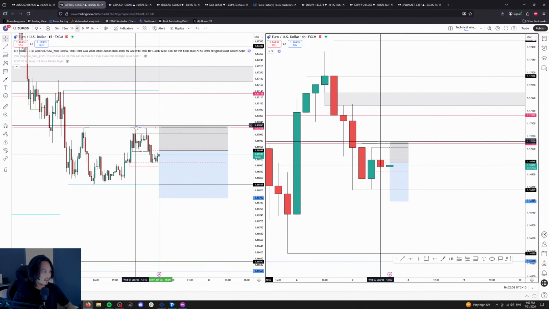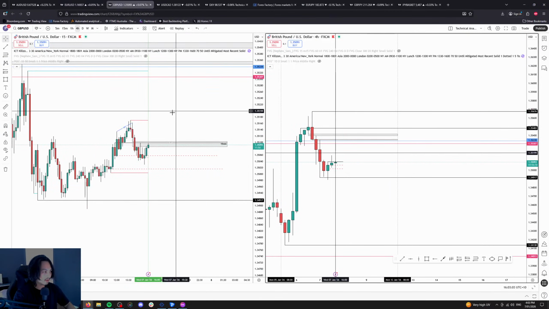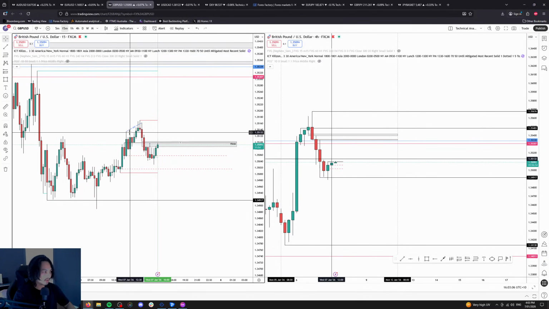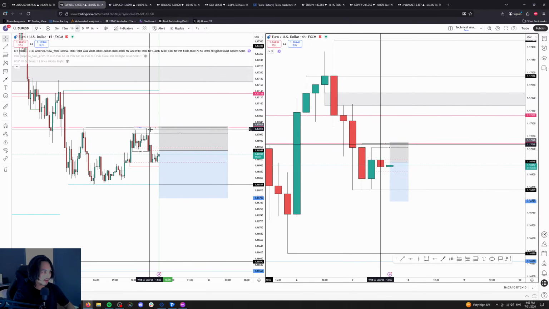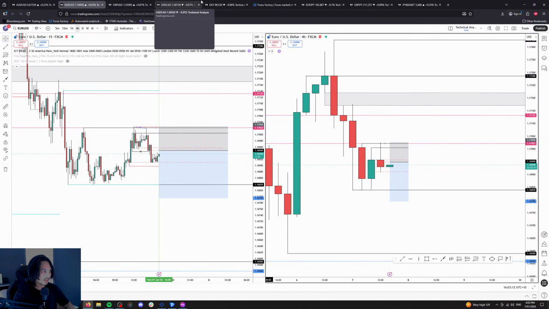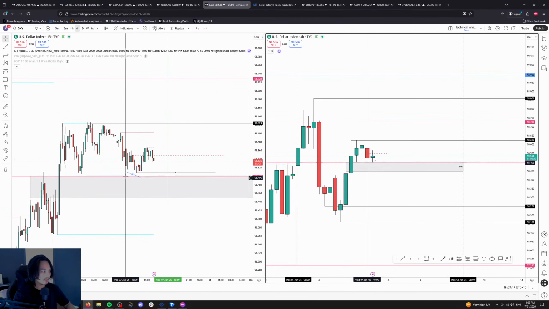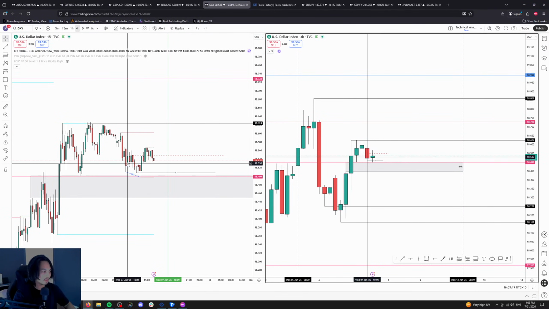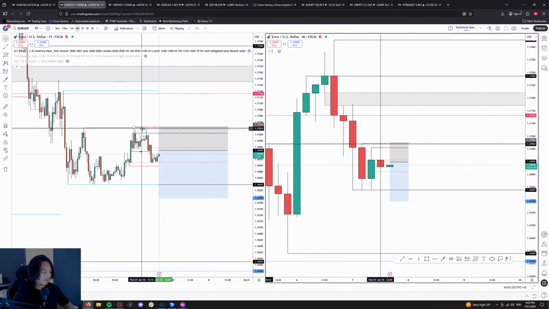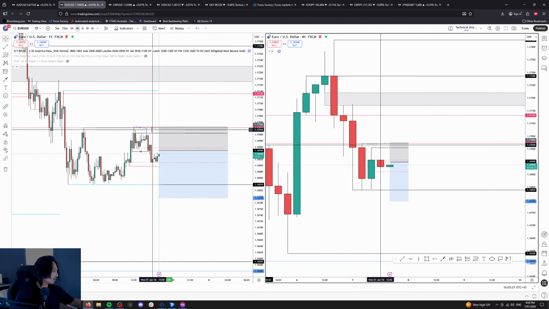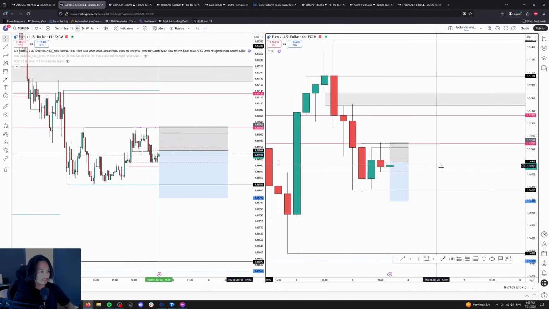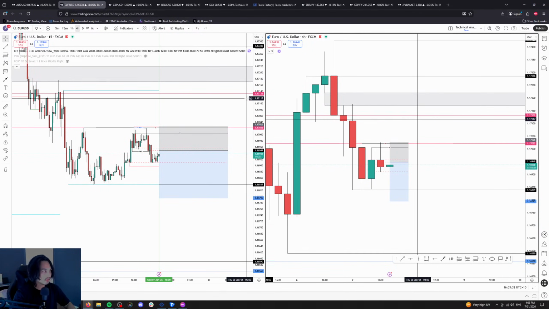So SMT, as you can see here, with Pound USD. So Pound USD took the high, Euro USD failed to create that high, and then the same with the DXY and Euro USD as well. So the low was created, but inversely, the high wasn't being able to be taken. So this is all I really see for today.